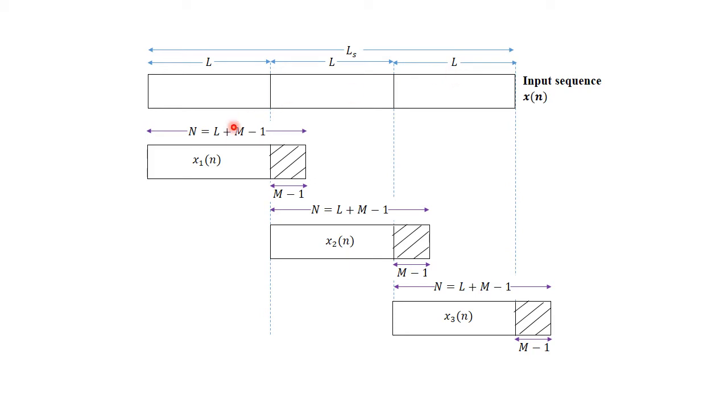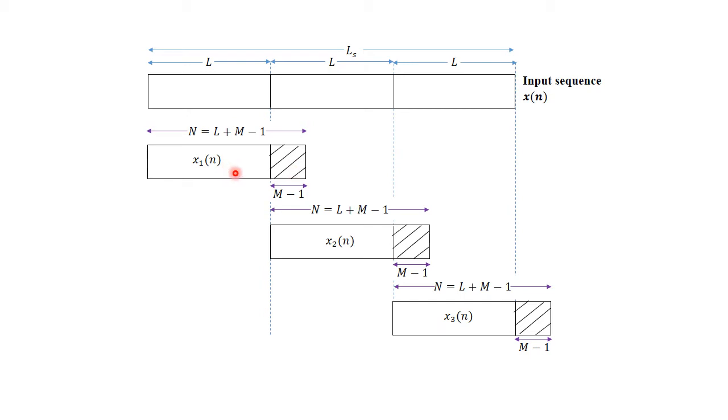Then the second step, after dividing them into smaller sequences, we must concatenate m-1 zeros to the sequence x1 of n, so that the total length of this sequence becomes equal to n is equal to l plus m minus 1. So whatever the slant line representation is there, that is for the m-1 zeros concatenated to the actual sequence x1 of n.